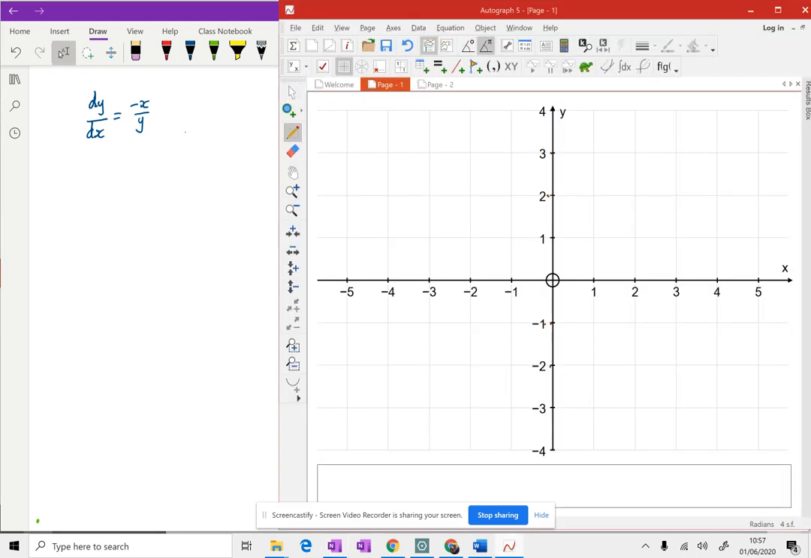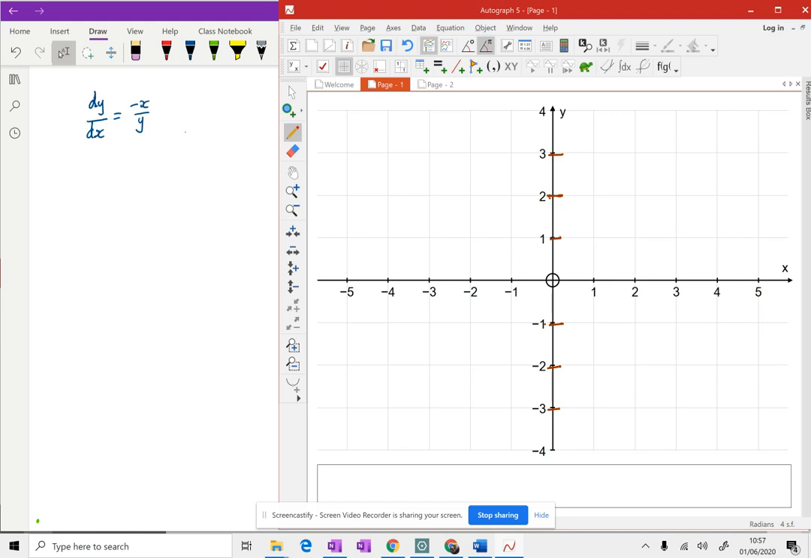If I take points where x is 0, then the gradient is always going to be 0. Well, x is 0 anywhere on the y-axis. So we can make a little note to show that by saying the gradient is 0 there. Gradient is 0 at every point on the y-axis.